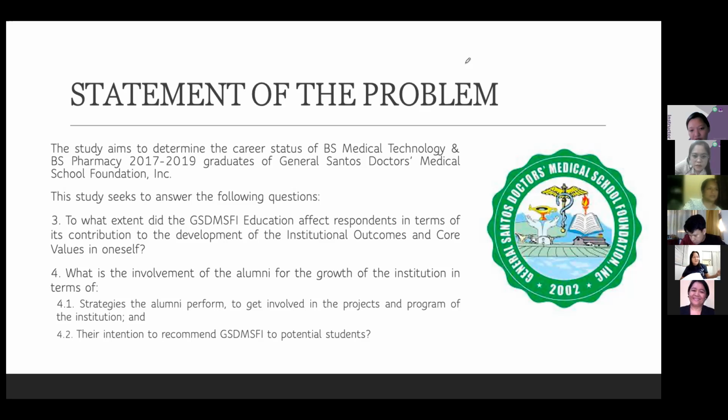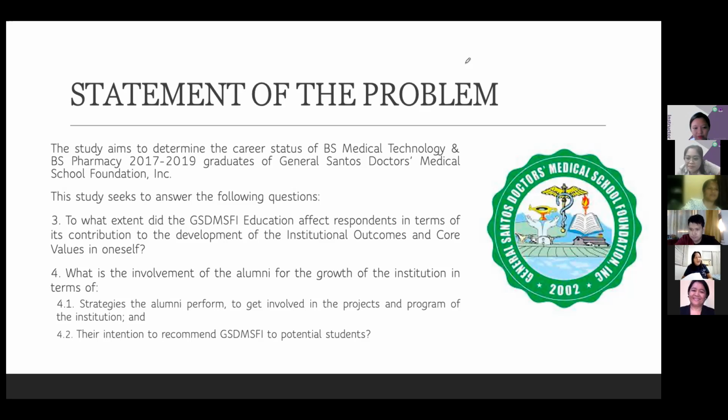To the development of, tama ba? Meron yung 4.1, 4.2, development of institutional outcomes. Then number 2, to the development of 4.1 institutional outcomes and 4.2 core values. To what extent did the GSM-SFI education contribute to the development of 4.1 and 4.2? 4.1 is institutional outcomes, 4.2 is core values. Tama? Tama ba? Yes, ma'am. Joy? Yes, ma'am. Tama, ma'am. Okay.